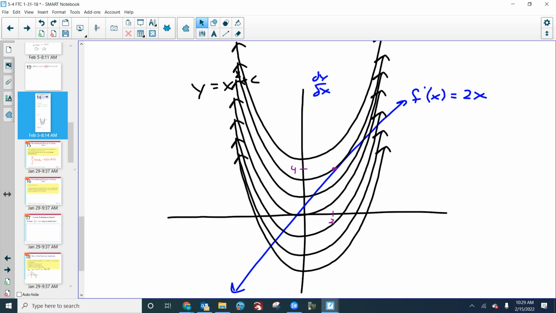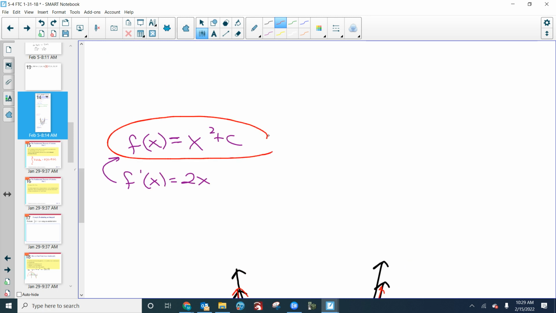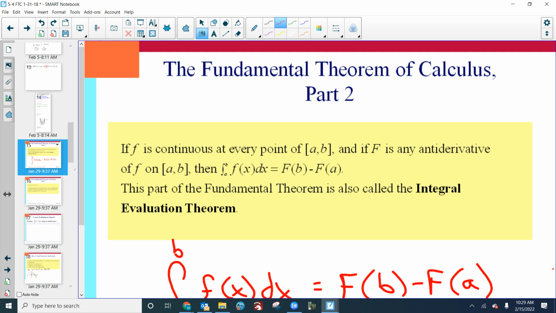You can ignore all the other ones except for this one that both went through that point and had that slope. So that's what this process is doing. It's finding what's called the family of functions that has that derivative. And then if you're given a point, it narrows it down to the one function that goes through that point and has that derivative. Does that make sense? Awesome.